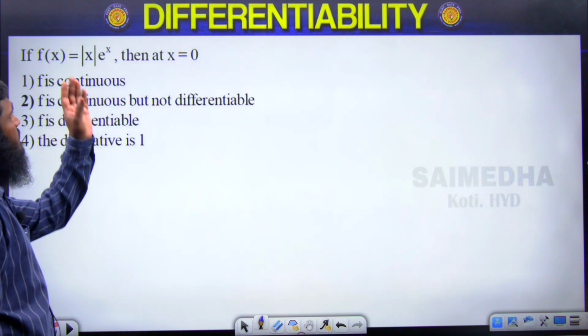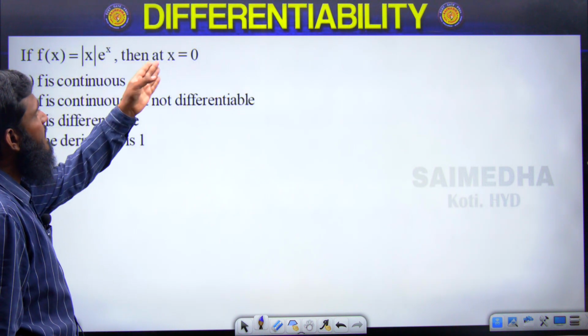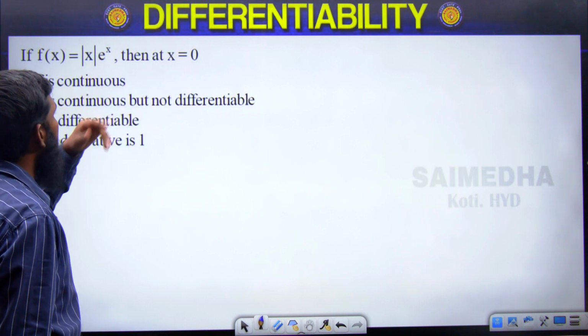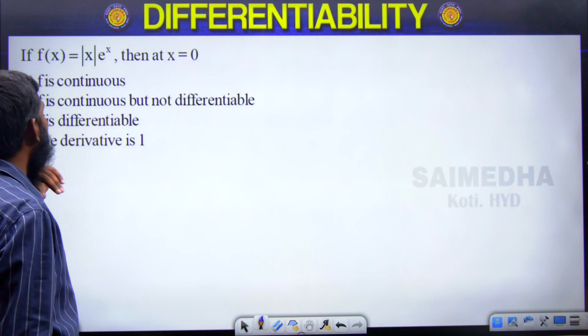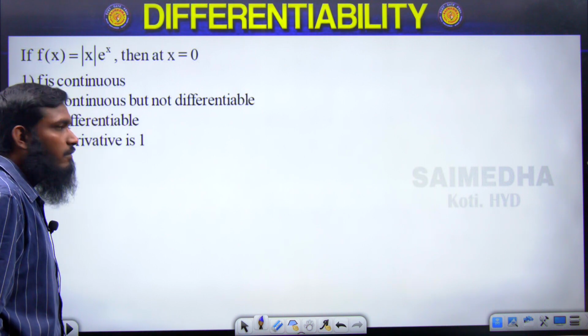If f of x is equal to mod x into e power x, then at x is equal to 0, f of x is continuous, f of x is continuous but not differentiable, f of x is differentiable, the derivative is 1.